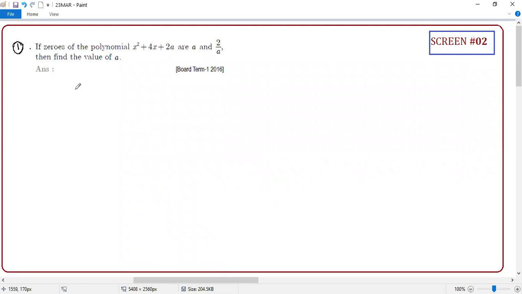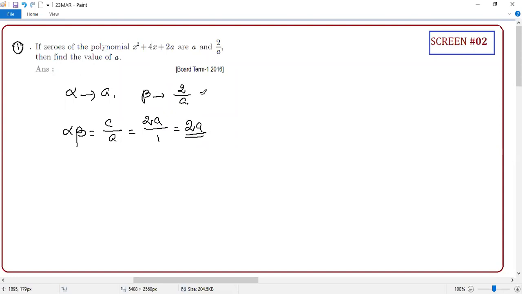So they have given alpha equal to a and beta equal to 2 by a, right? And we know some relationships. Just take the product of roots because it's very easy, because a will get cancelled. Anyone knows what the product of roots is? Alpha into beta equals c by a, correct or not? Constant by coefficient of x squared. What is the constant? 2a by 1. The answer is 2a. Correct or not? This is the product of the roots.